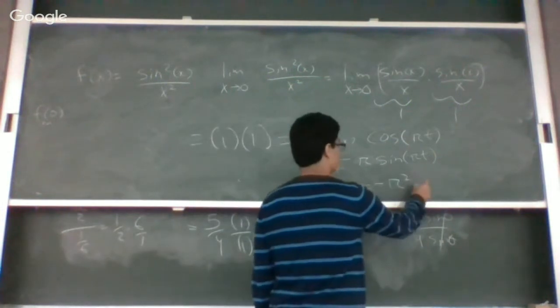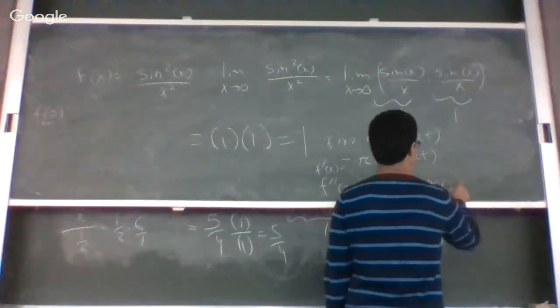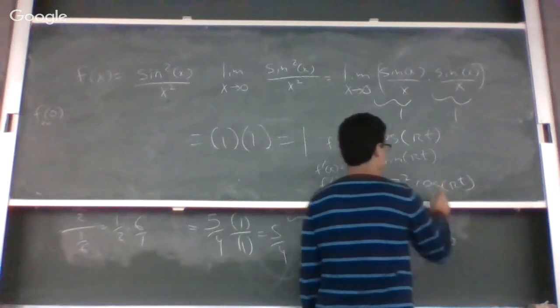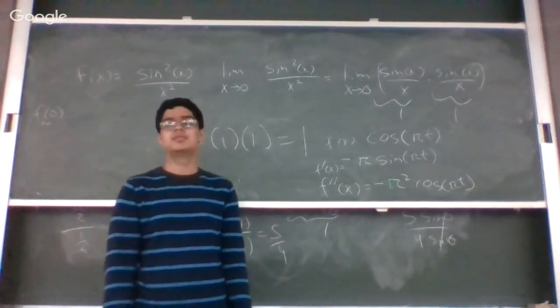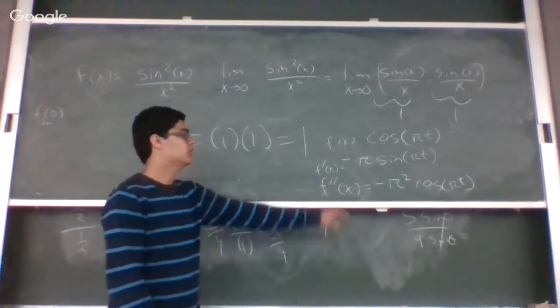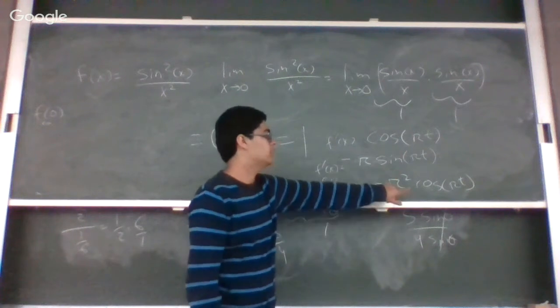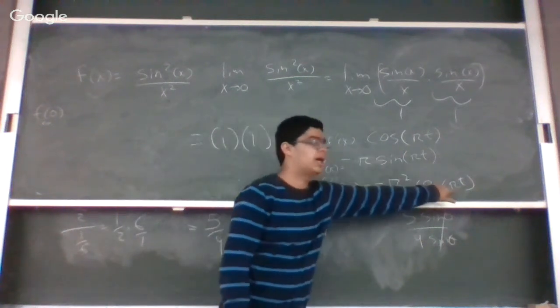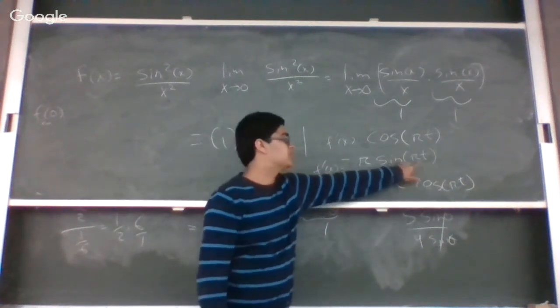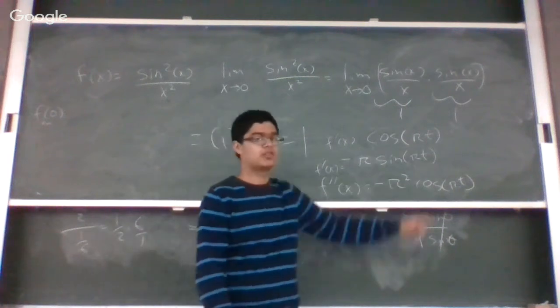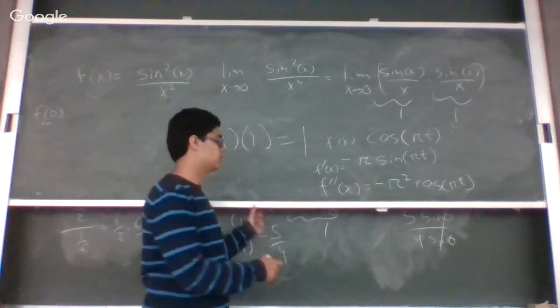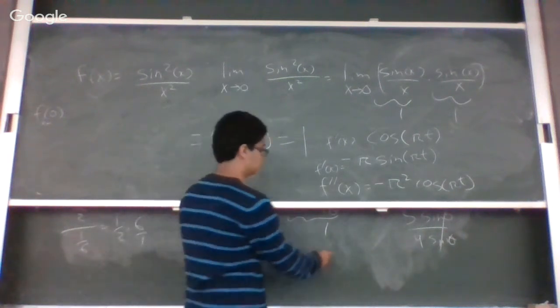Negative pi squared cosine of pi t. Well, so you have the negative pi, so that's going to be times the derivative of sine, which is cosine of pi t. And then from the inside, we take out a pi, so it's negative pi squared. Okay, good enough.